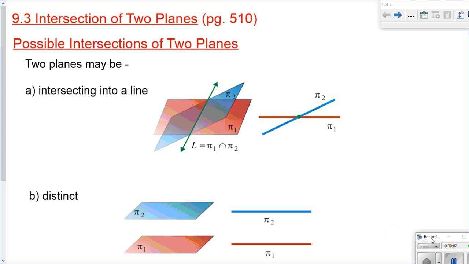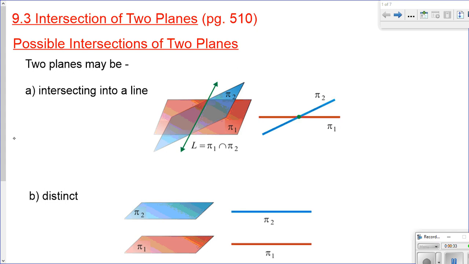Okay, on to section 9.3, and finally some work with planes. In 9.3 on page 510, we're going to talk about, first up, the intersection or the interaction of two planes, and we're going to talk about three possible cases, three scenarios where we can have two planes interacting or intersecting with one another. We're going to focus solely on the normal components, A, B, and C, and also talk about the importance of the constant D with planes.